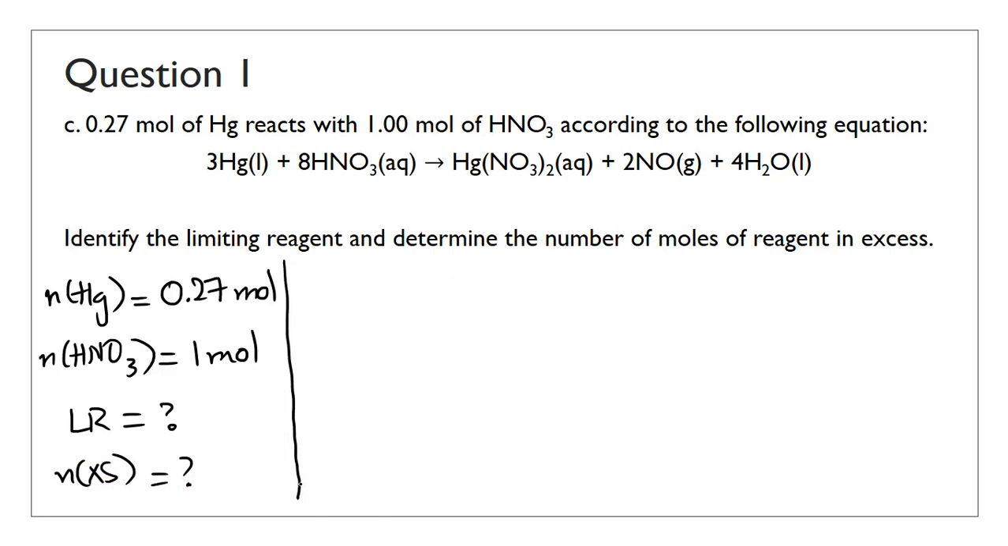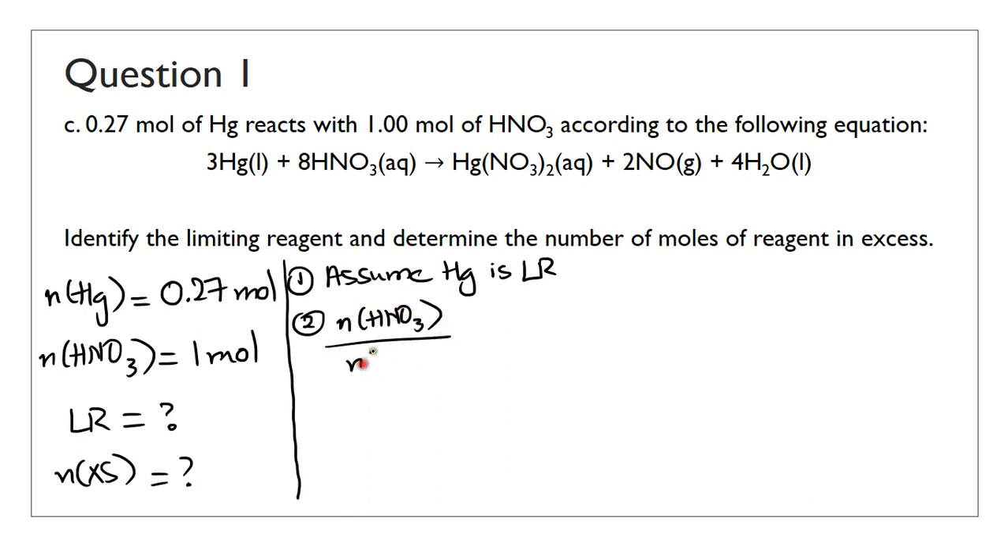I'm going to start by just assuming, and this is an assumption, so it may be wrong. So I'm going to assume that Hg is limiting. So that's step 1, make an assumption. Step 2 is to work out how much nitric acid, how much HNO3 would be required to completely react with the mercury. So I'm going to find n of HNO3 required using mole ratio.